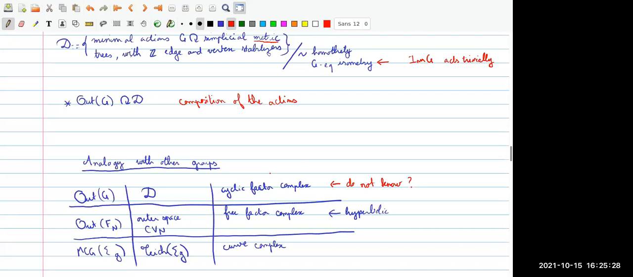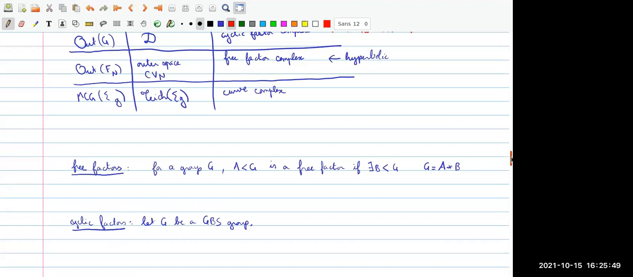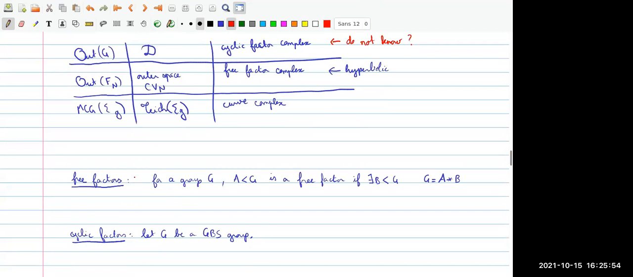Actually, I will define what cyclic factors are. And the rest of the talk will be about finding results about cyclic factors. Here's a reminder. What is a free factor? When you have a group G and a subgroup A is a free factor, you can write G as a free product where A is one of the factors.